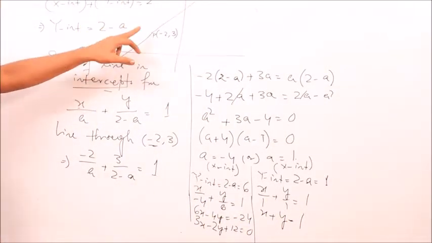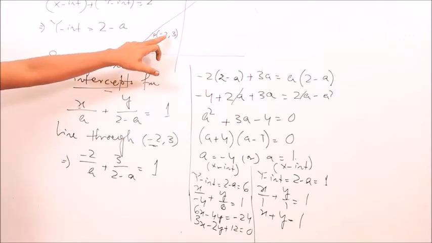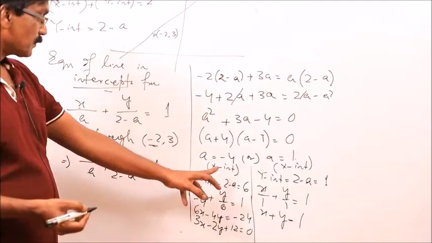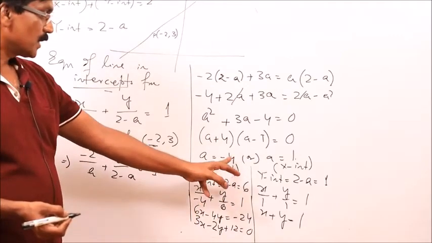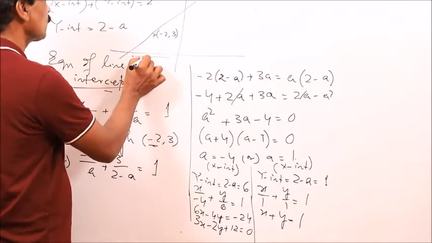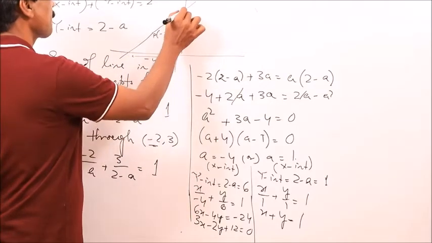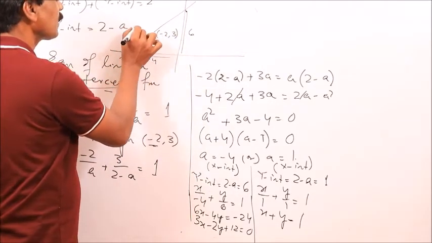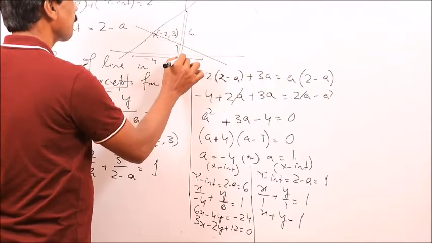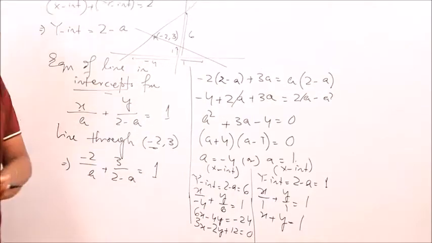So we have two lines through (minus 2, 3): one whose x intercept is minus 4 and y intercept is 6, and another line with x intercept 1 and y intercept 1. So we have two given lines.